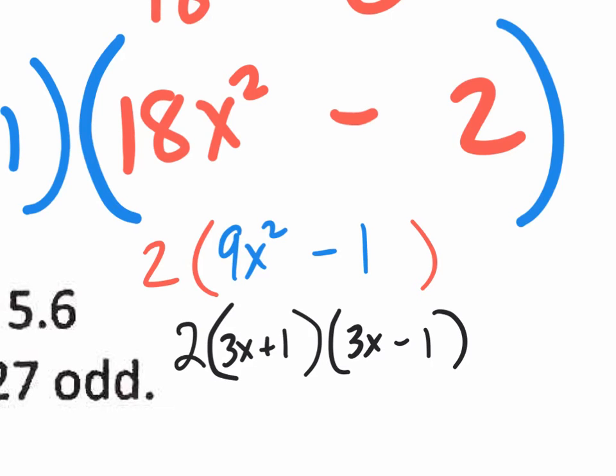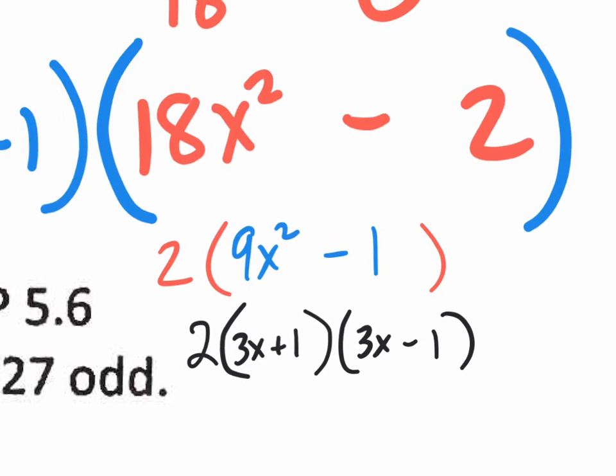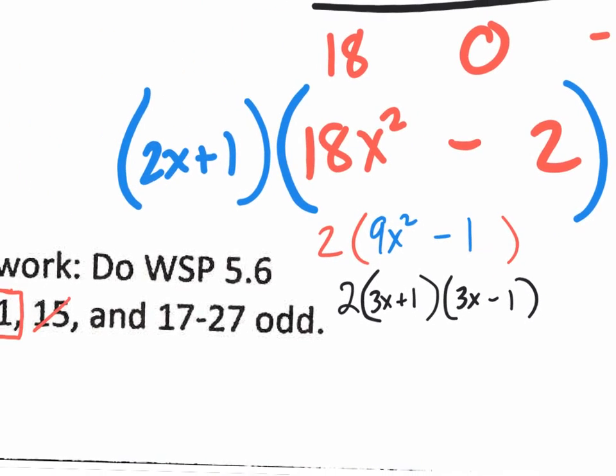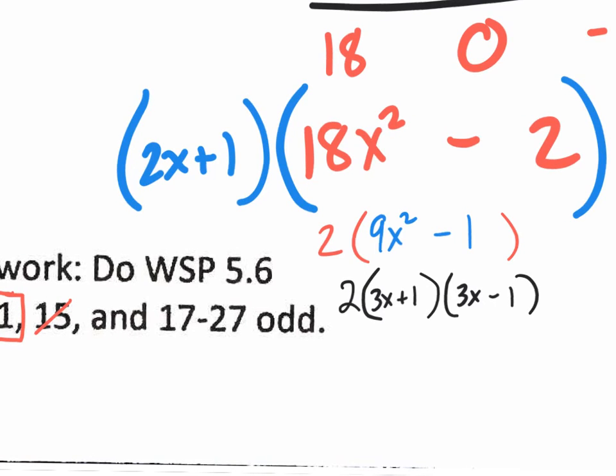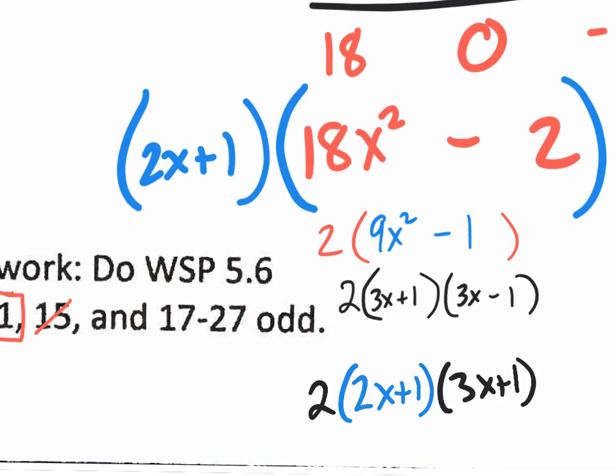Of course, we have a 2 out in front. And that's all we could do. So the completely factored form of this guy is the original 2x plus 1 that they gave us, a 2 out in the front, and then the 3x plus 1 that we found, and the 3x minus 1 that we found. Those are all the factors. So they're saying find all the other factors. We would say 3x plus 1, 3x minus 1, and also 2.